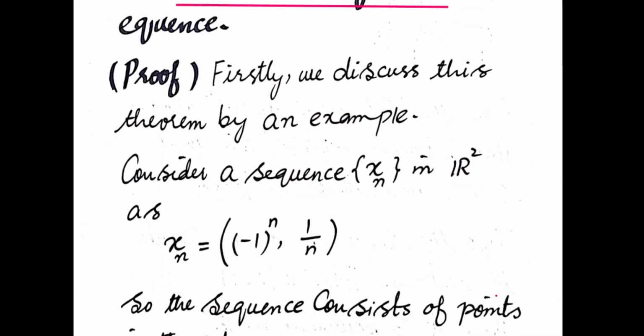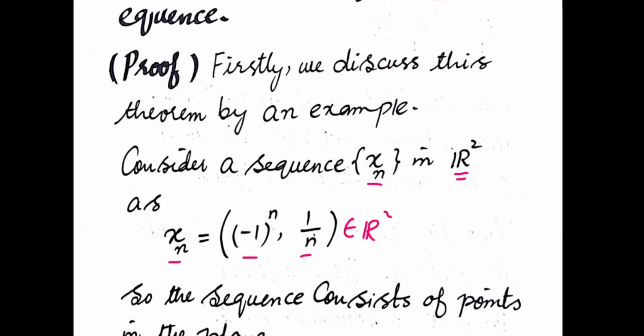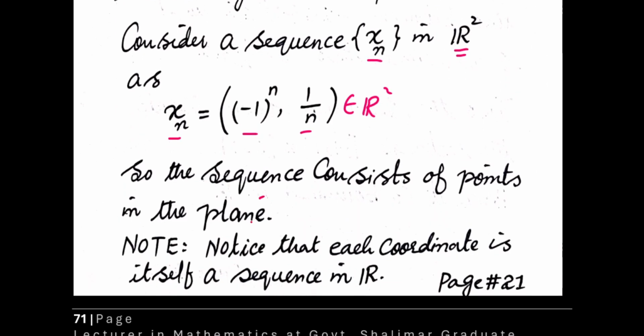Firstly, I will elaborate this theorem by a simple example. Consider a sequence xn in R square. R square means a two-dimensional real space having two coordinates. So my sequence xn has the two coordinates (-1)^n and 1 over n. So this is my sequence in R square. The sequence consists of points in the plane. Here you can notice that each coordinate is itself a sequence in R. Minus 1 raised to power n is itself a sequence, and 1 over n is also a sequence in R.